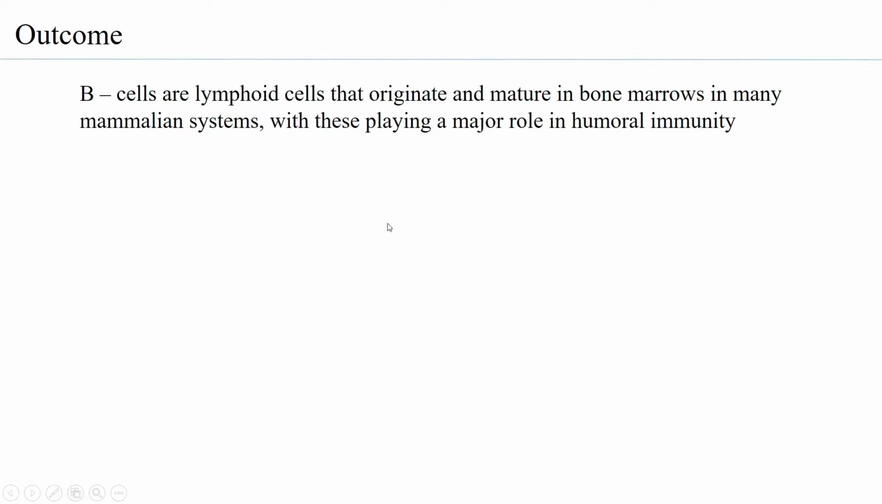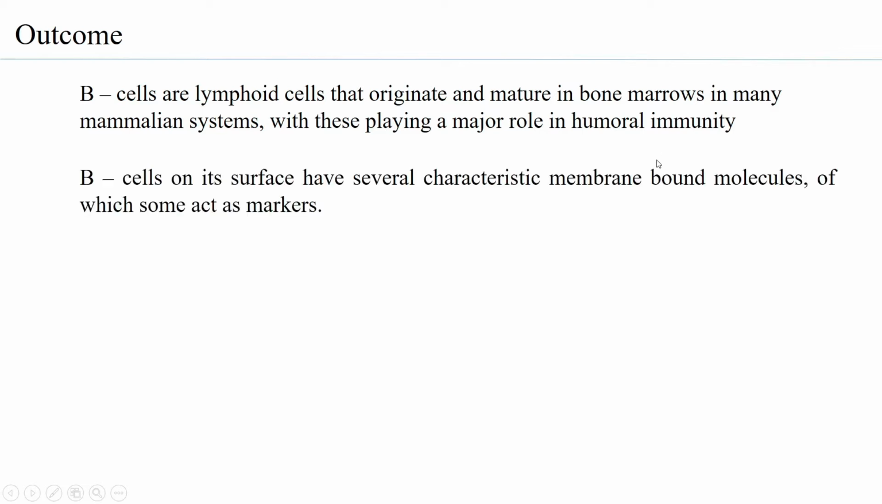B cells are lymphoid cells that originate and mature in bone marrow in many mammalian systems, and they play a major role, as mentioned, in humoral immunity. B cells on their surface have several characteristic membrane-bound molecules, of which some can act as markers. When you use the word markers, it is specifically able to distinguish B cells from all other different lymphoid cells.